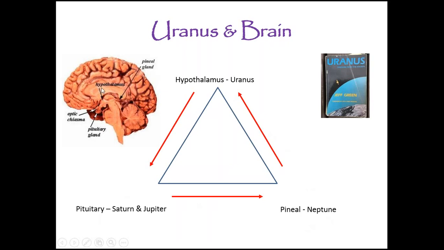So here is the hypothalamus right here. Here's the little pituitary, if you can see this red spot. And here's the pineal. And so this is a circuit that runs this way.